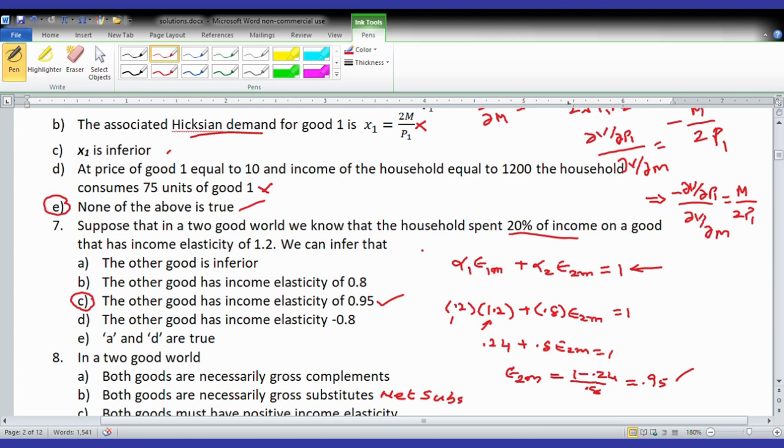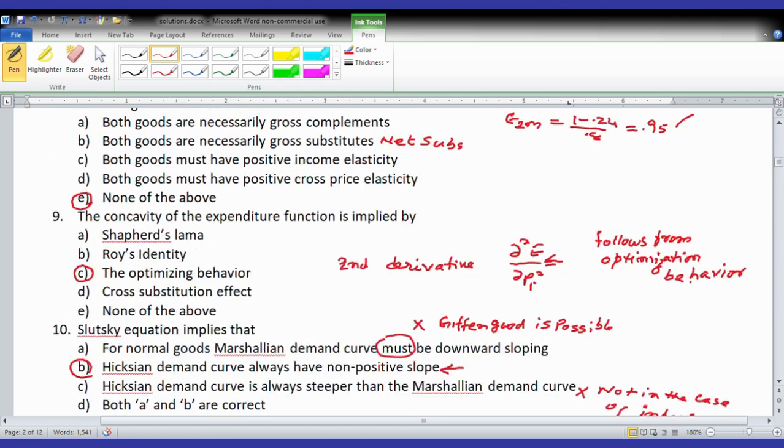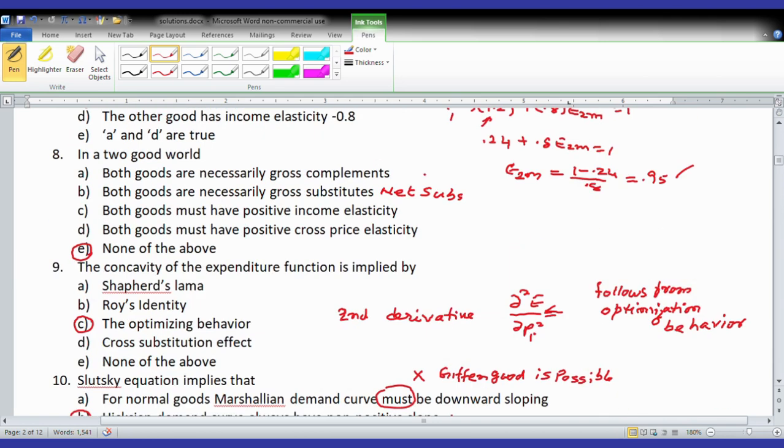Similarly, in a two good world, both goods are necessarily complements. Both goods are necessarily cross complements. This is incorrect for the reason that in a two good world there is a possibility that goods might be cross complements or cross substitutes depending upon the total effect, cross effect in fact. Similarly, both goods are necessarily cross substitutes. This is also not necessarily true.